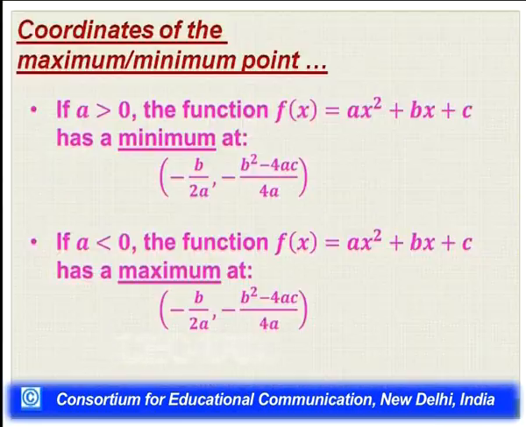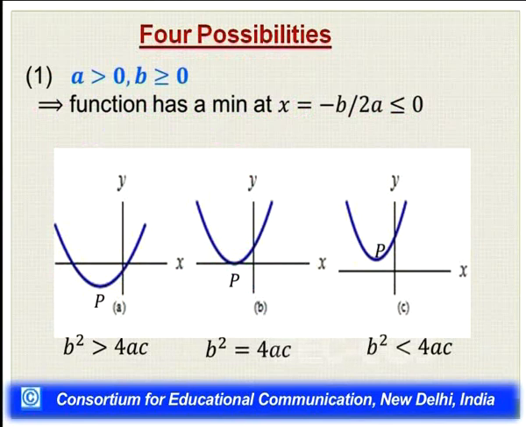Okay, based on what we've just talked about, let's experiment a little bit with these a's and b's. Look here, we have four possibilities. The first one is where a is positive and b is greater than or equal to 0. As we just mentioned, whenever a is positive, the function has a minimum. Now where does it have a minimum? It has a minimum at minus b upon 2a.